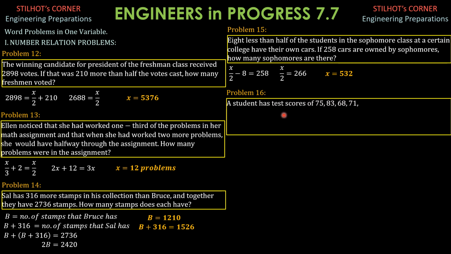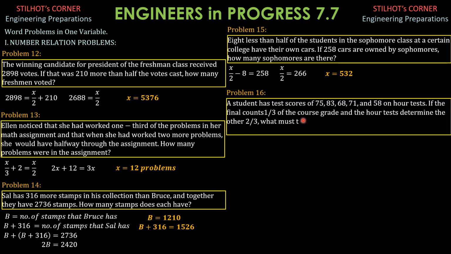A student has test scores of 75, 83, 68, 71, and 58 on five hour tests. If the final counts 1/3 of the course grade and the hour tests determine the other 2/3, what must the student make on the final to have an average of 75 for the course? So the grade is 2/3 of the average of the hour tests plus the final score divided by 3, and that is equated to 75.